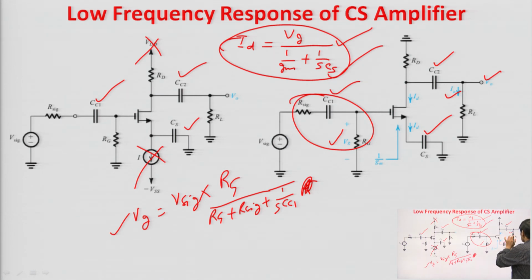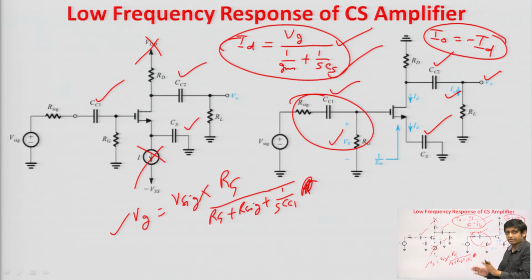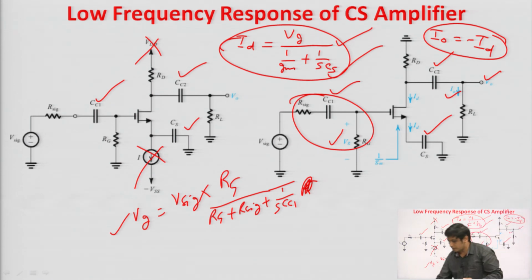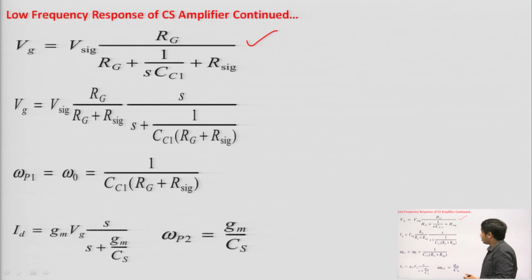Now, here we will use the current division rule to calculate I naught. This I naught is basically minus of Id. So, we can calculate it with the help of the current division rule. In the current division rule, what happens? Opposite branch upon total. This is the process I have described. Now, you have to just do the calculation and calculate the corner frequencies.